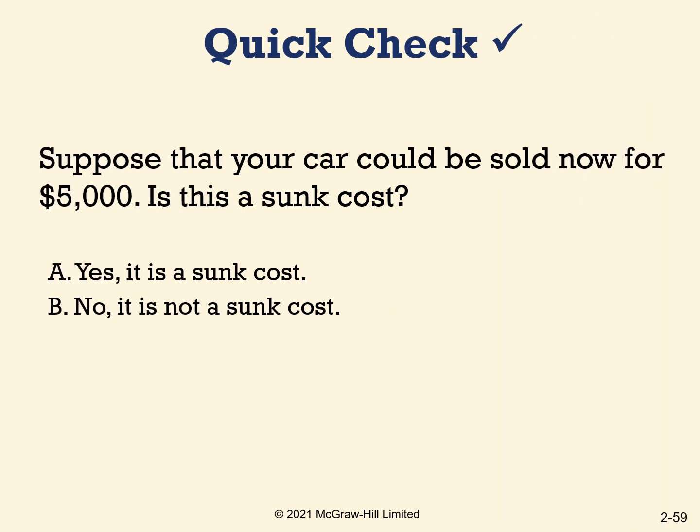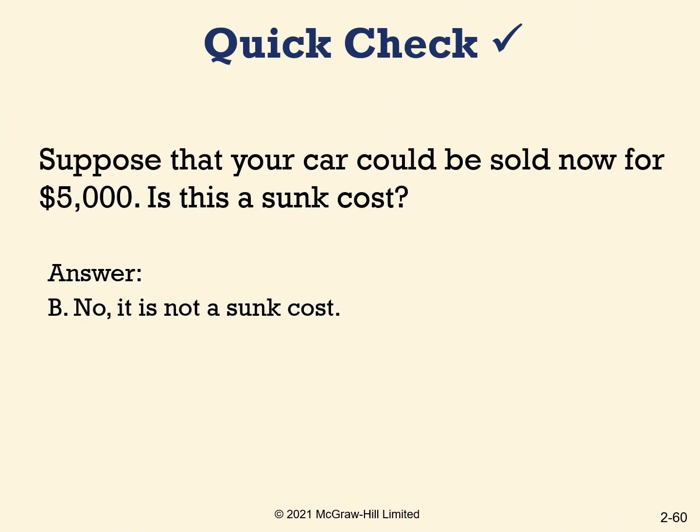Now suppose that your car could be sold now for $5,000. Is this a sunk cost? Think about this one, and then we'll flip to the next slide and see that no, it isn't a sunk cost. The reason is that we're looking at the incremental revenue we could get from selling our car now.